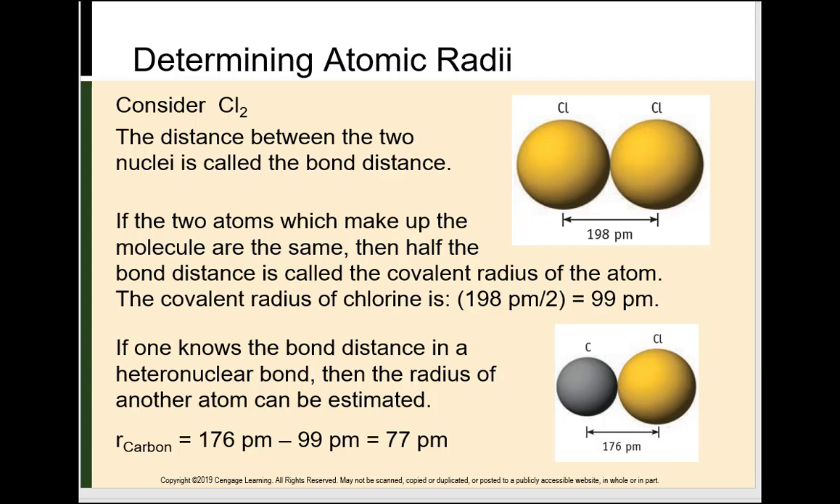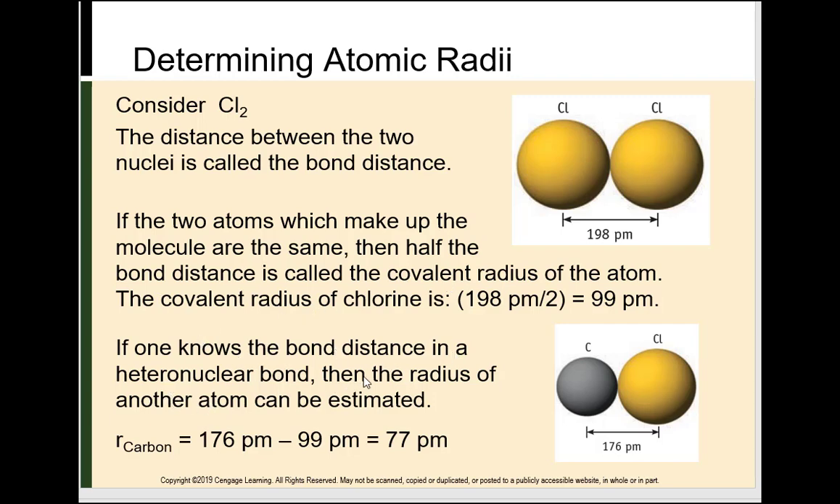When determining the size of atoms, we are actually looking at the atomic radii. So if we were to look at Cl2, diatomic chlorine, the distance between two nuclei is the bond distance. And again, we're kind of assuming the nucleus is smack dab in the middle, which is not exactly accurate. But if the two atoms that make up the molecule are the same, then half of that bond distance is that radius of the atom.